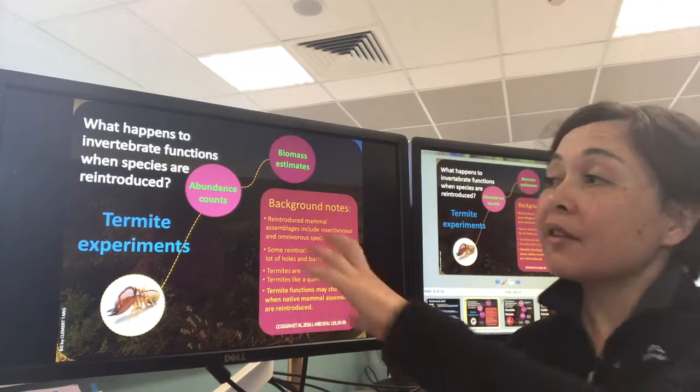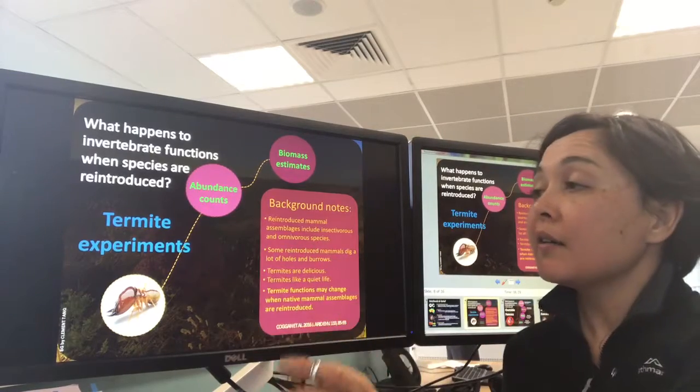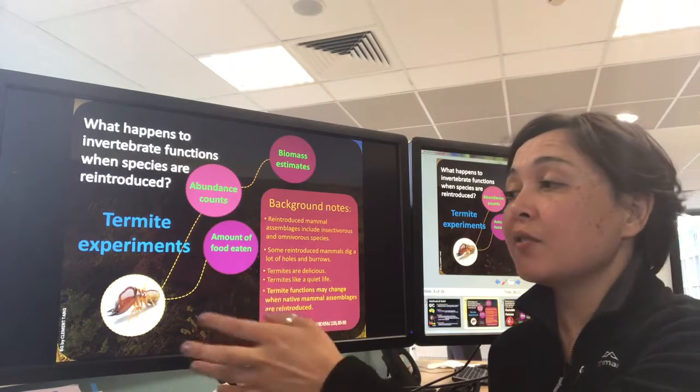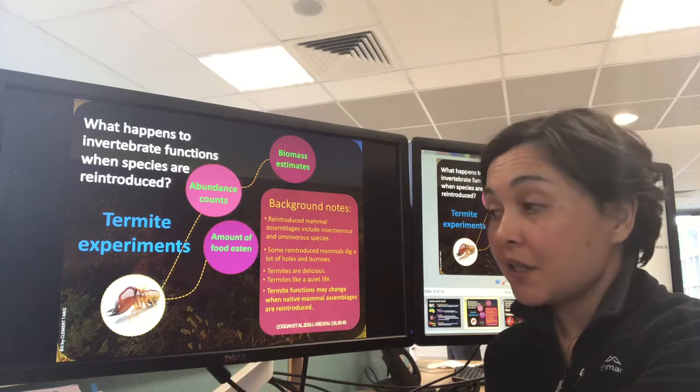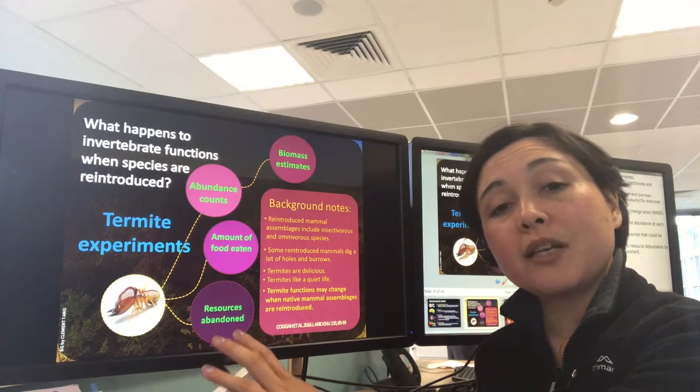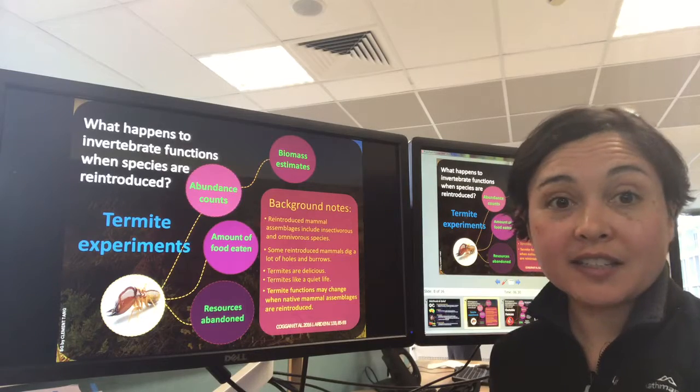So I thought termite functions might change when native mammal assemblages were reintroduced to those sanctuaries. To do that, I looked at their biomass and abundance using trench surveys. I also looked at the amount of resources they would eat when I buried them at different depths, and I also looked at how many termites would run away from a resource if I attacked it, pretending to be a bilby.